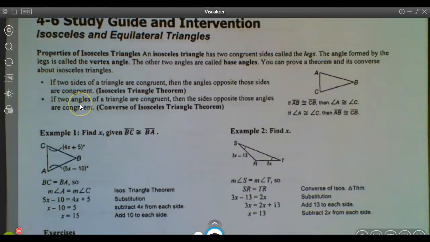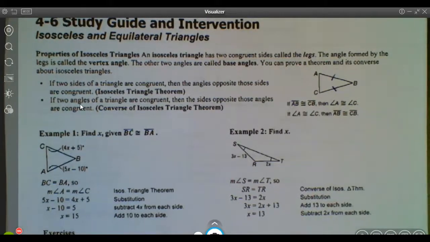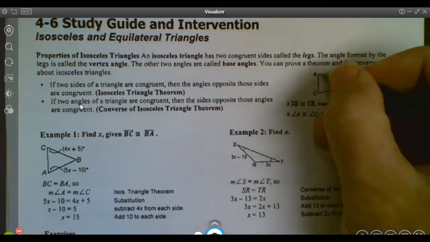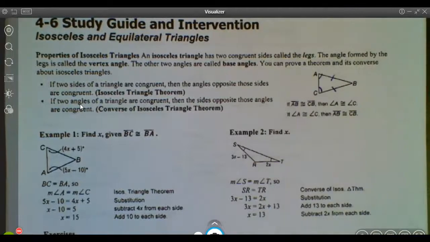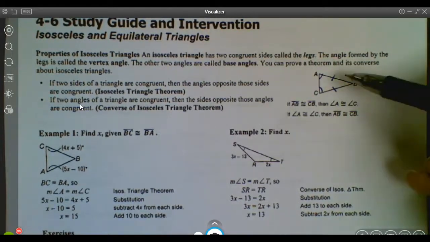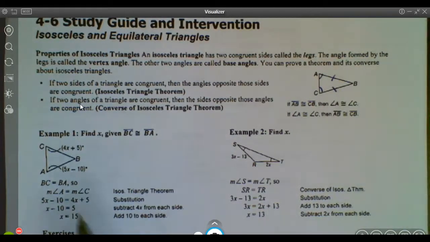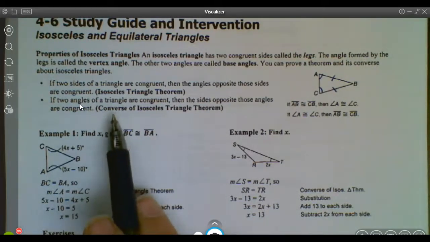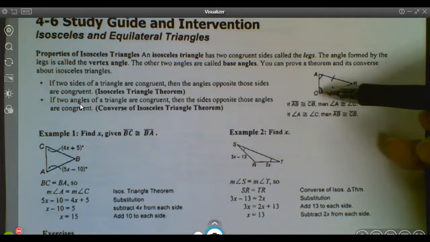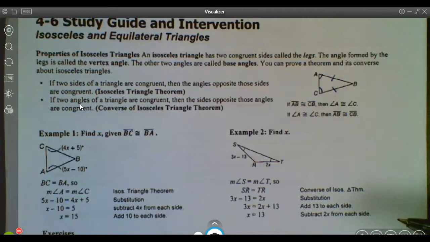So if two sides of a triangle are congruent, making it isosceles, then the two angles opposite of those, which would be this one and this one, are also congruent. We generally call this the base angles theorem. Base angles theorem says if two sides are congruent, then the angles across from those are also congruent. Guys, the converse of that is also true. If I know that angle A is congruent to angle C, then these two sides must be congruent.